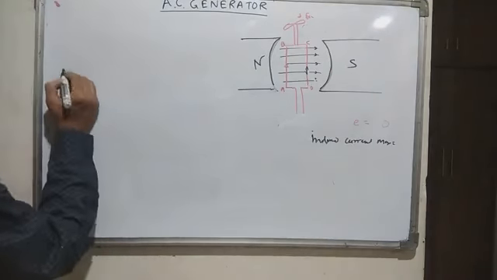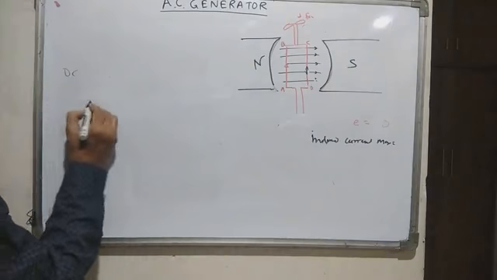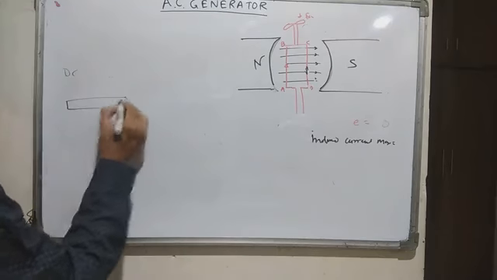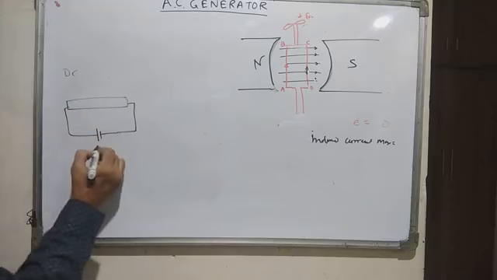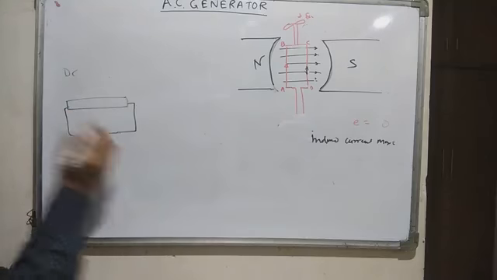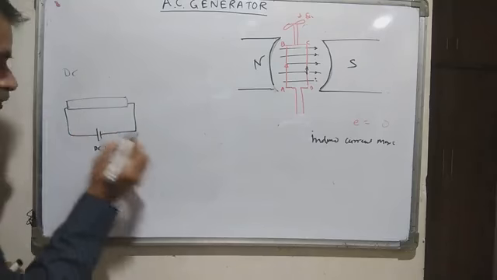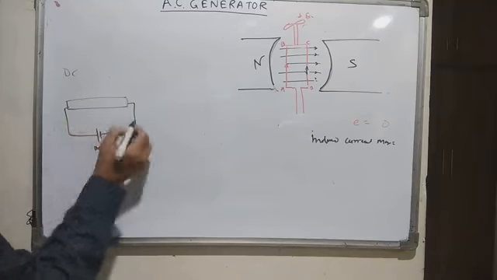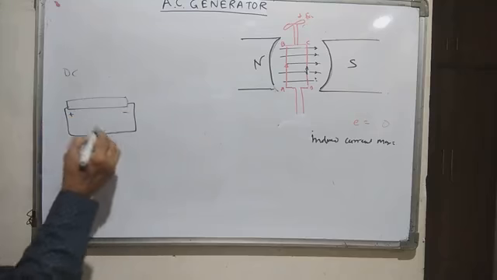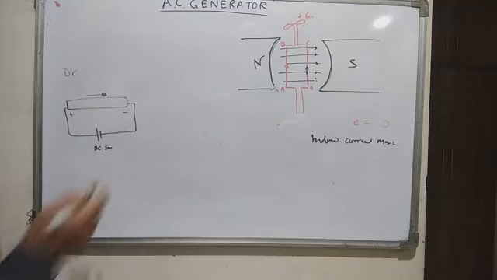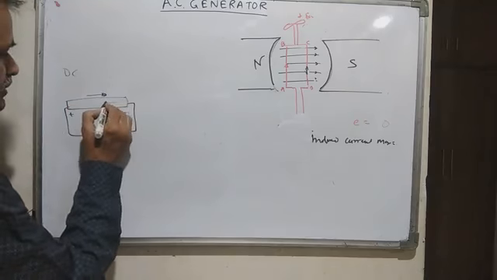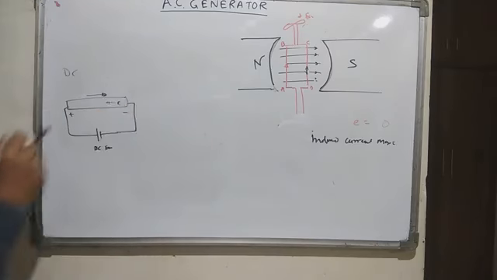See, in DC, when you apply the voltage, suppose I put it like this, this is a DC source, and you know the direction of current will be from positive to negative. So it is positive and negative, and current will flow like this. The electron direction will be opposite, and electrons will move in this direction.